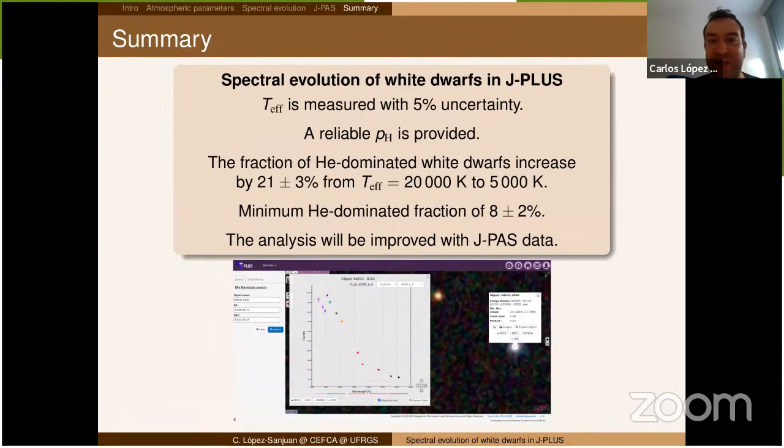This is my summary. In J-PLUS, we were able to measure the effective temperatures of white dwarfs with a 5% uncertainty and have a reliable probability for the classification into DAs and non-DAs. The fraction of helium-dominated white dwarfs increased by 20%, basically, from 20,000 Kelvin to 5,000 Kelvin, with a minimum helium-dominated fraction of 8%. And we expect in the future to improve this analysis with J-PAS data. So this is all. Thank you very much for your attention, and I'm happy to take your questions.